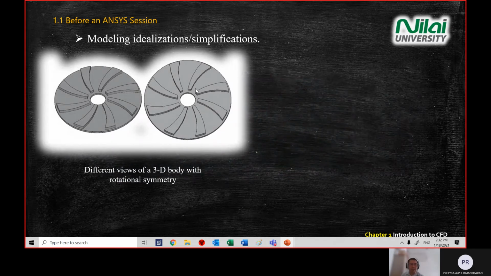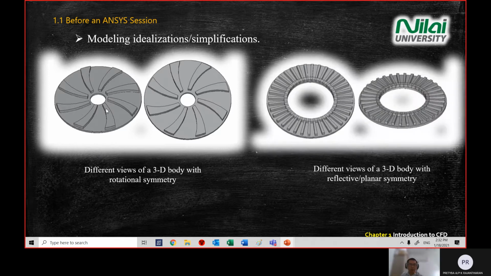Second one is a rotational symmetry, like you see on the screen here, meaning you see the blade or protruded component here is repetitive. So what you can do is that you only need to simulate, like you cut it by using, like how you cut a pizza. So you only need to simulate individual component or portion on this one. You don't need to simulate the whole thing. Then this one is a reflective planar. This one also the same approach. You simulate on individual, for example, this individual component.